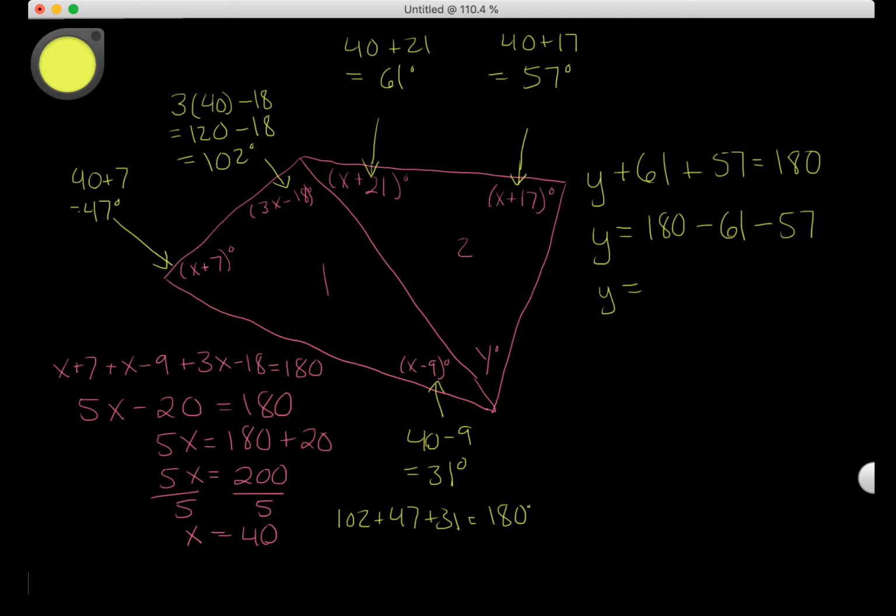And again, if we add those angles up, we have 61 plus 57 plus 62, yes, is 180 degrees. So once you know what your angles add to, whether it is a triangle or a quadrilateral, you can find the measures of the unknown angles, either interior or exterior.